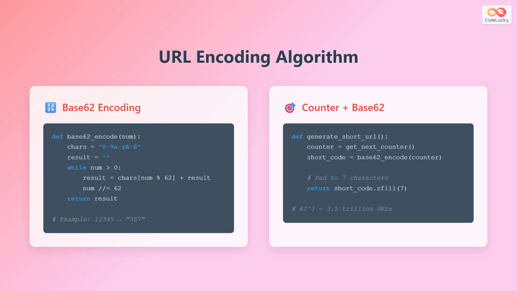Another method is to use a counter along with base62. The generate short URL function gets the next counter value and encodes it using base62. The result is padded to 7 characters to generate the short code. With base62 and 7 characters, we can generate 3.5 trillion URLs.